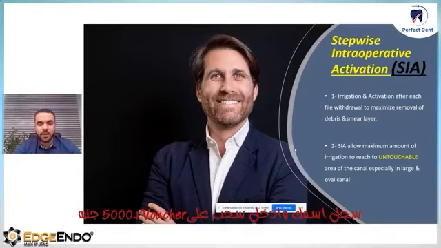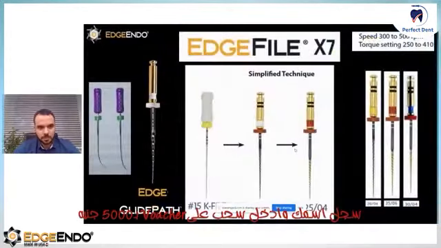It allows the irrigant to maximally touch all of the canal wall, especially the untouchable areas, and allows removing the smear layer and debris from the canal almost during the shaping. Again, stepwise intraoperative activation: file, irrigation and activation, file, irrigation and activation, reaching the master apical file.